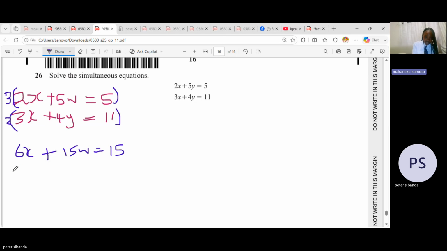And the other one becomes 6x plus 8y is equal to 22. Oh, this was never w. This was never w. It was a y. All right, is equal to 22.